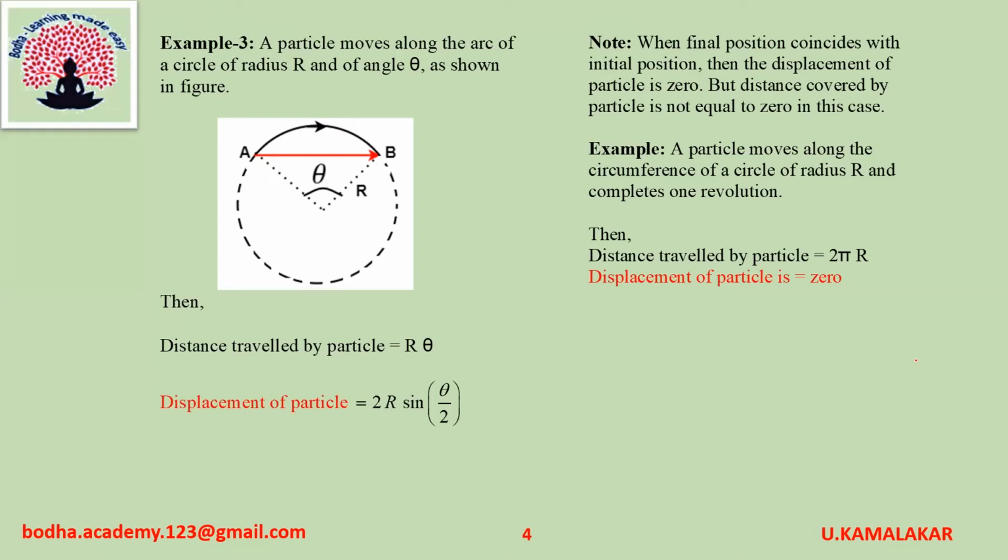Note: when the final position coincides with the initial position, then the displacement of the particle is 0. But the distance covered by the particle is not equal to 0 in this case. Example: a particle moves along the circumference of a circle of radius r and completes one revolution. Then the distance traveled by the particle is equal to 2 pi r, while the displacement of the particle is 0.